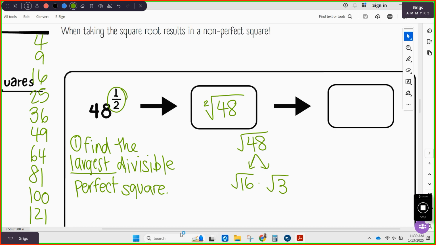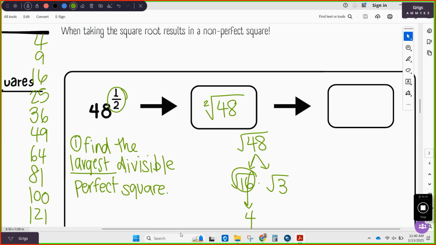Are either one of those a perfect square I could simplify? 16? What's the square root of 16? 4. So I'm going to circle and strike it because that simplifies out. And when I simplify it, I lose my square root because when I take the square root of 16, that square root symbol goes away.